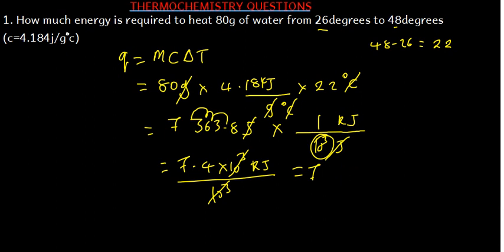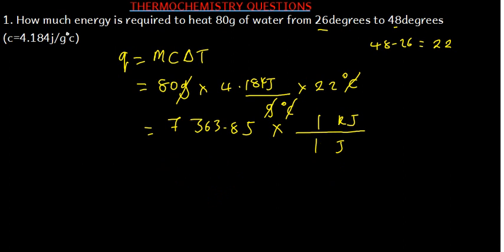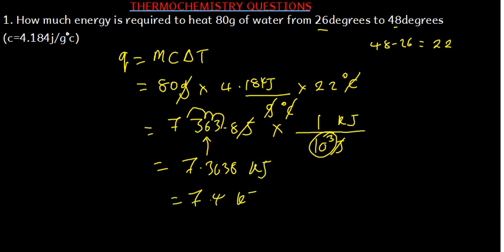If that was a little confusing, let me just write it simply. In this manner, this joule and this joule are going to cancel out, and this reverses the 10 to the power 3 into the number which you have here. The decimal point is going to move in that manner, so it will now be 7.3638 kilojoules, which we can simply round off to 7.4 kilojoules. So that is the amount of heat energy.